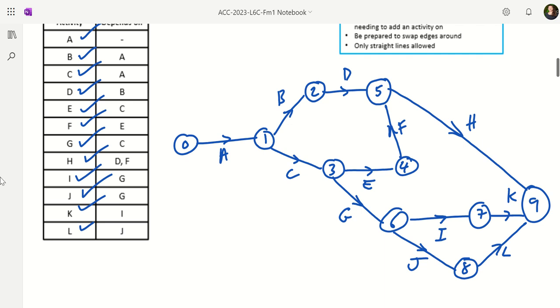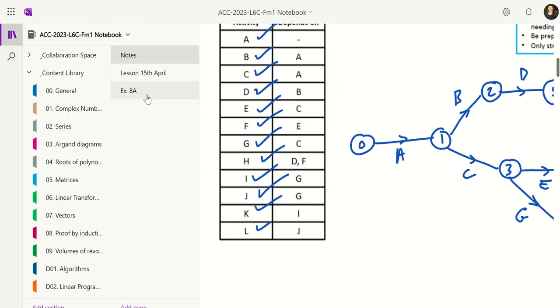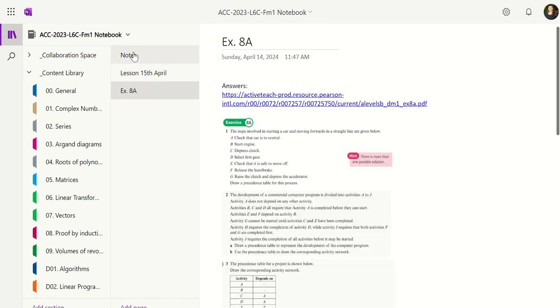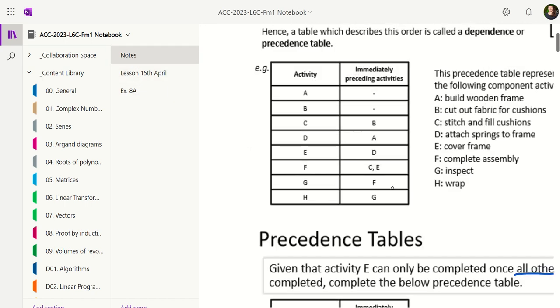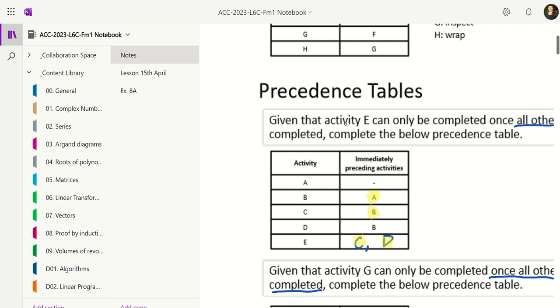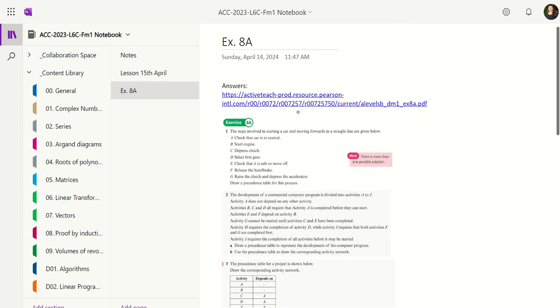I'd like you now to look at the MyMaths homework that I've set on this before you move on to exercise 8A from the textbook. So what you should do now is go through your notes, just run through them, obviously make your own, fill in your tables and make your own notes on this as you see fit, then complete the MyMaths and then work on exercise 8A. Okay.